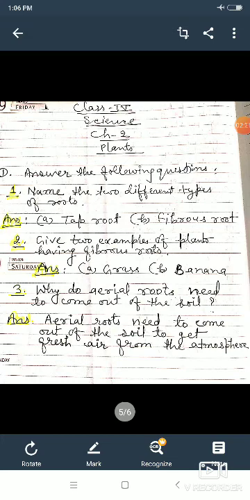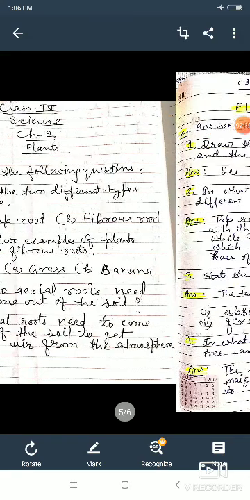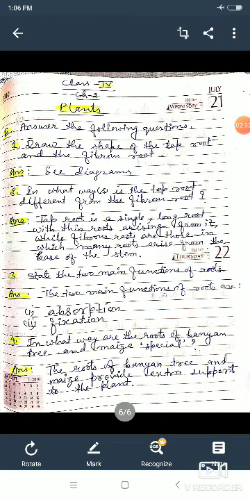These are the questions of exercise D, and I have given you all the answers of questions 1, 2, 3. Now move to exercise E. There are 4 questions of the chapter on plants. Number 1 is: draw the shape of the tap root and the fibrous root. Then what will you draw? You will draw the shape of the tap root and fibrous root.